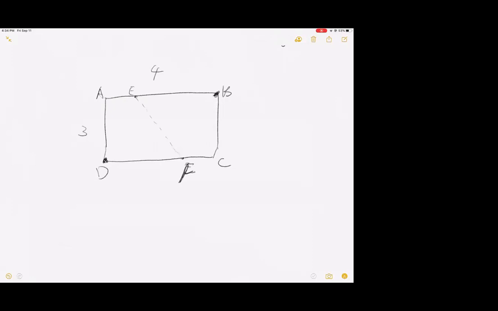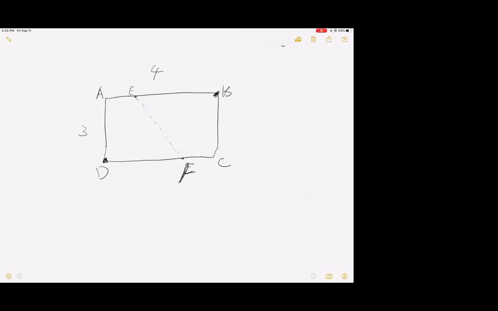For this problem, it didn't really specify anything to do with E and F, other than that if you fold ABCD across EF, then B and D would meet. So that would basically be saying that if you reflect B over EF, you get D. If you reflect D over EF, you get B.